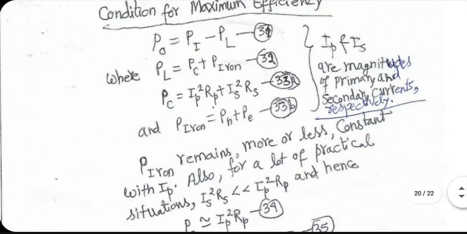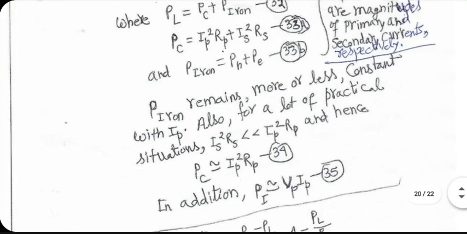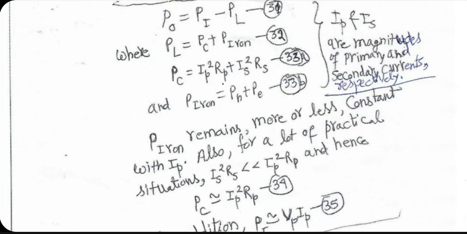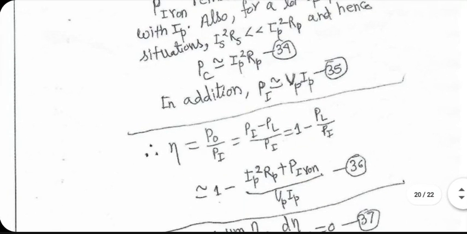and also keeping in mind that the input power is simply VPIP. I'm ignoring the effect of power factor, although I could have included it, but let me not do it right now. So input power is VPIP. Copper loss power is IP square RP, and iron loss power is simply P iron. Now let's look at efficiency. Eta is PO divided by PI.